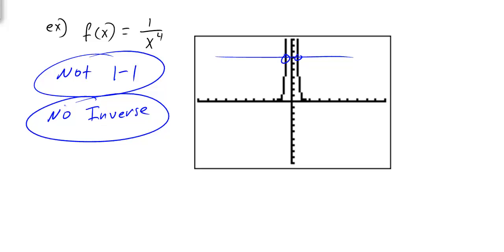Now, of course, we could restrict the domain. If we did that, then we could find the inverse like we did with an earlier example. But in this case here, this function then would not have an inverse.